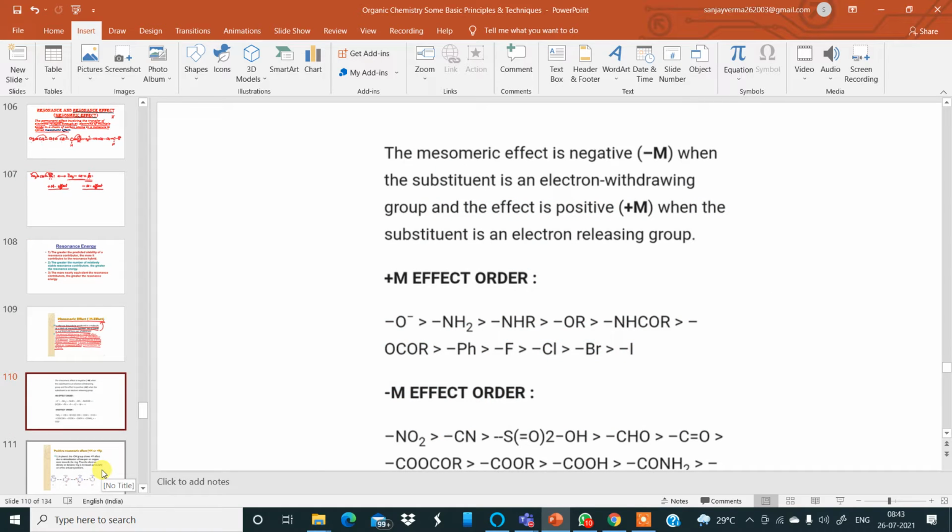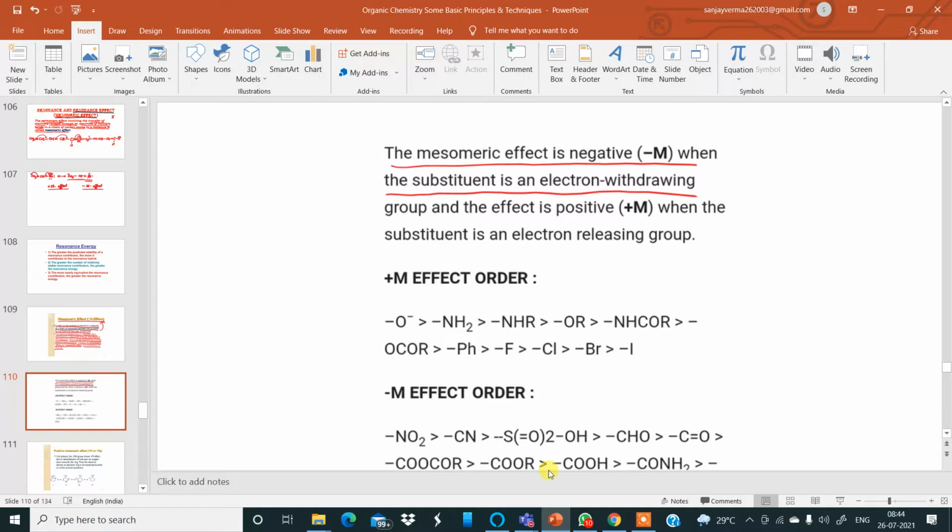Going further to different types, as I was talking about some time ago, the mesomeric effect is negative when the substituent is an electron withdrawing or pulling group. If it pulls electrons, that time it becomes negative. Some examples of groups which pull electrons are here: O minus, NH2, NH, NO2, CN, S, OH, CHO, CO. All these are electron pulling, electron withdrawing groups. So they will show minus M effect.